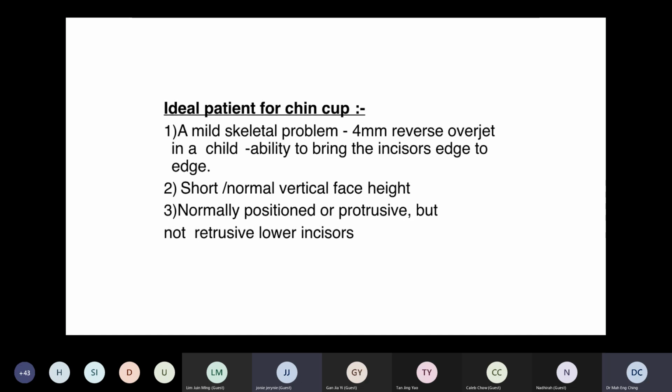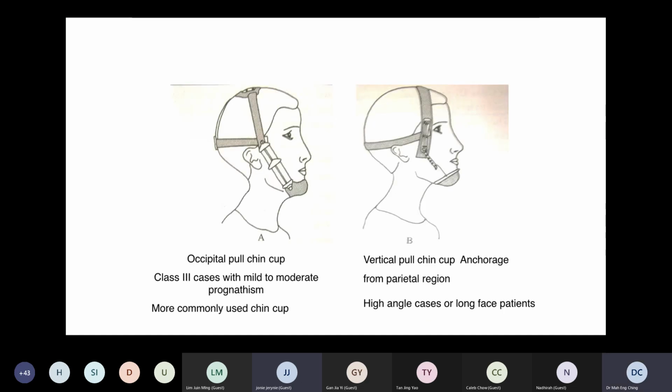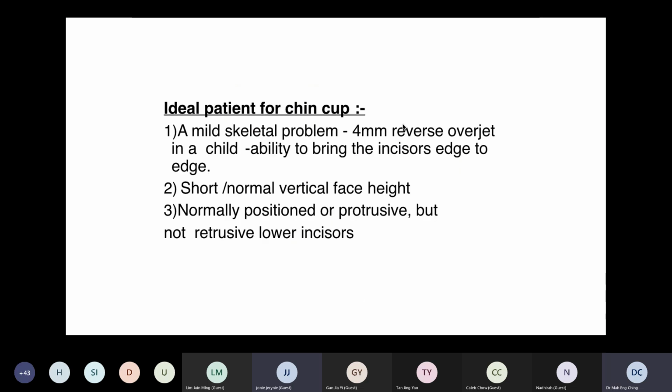Short and normal vertical face height, we'll talk about this. You can do the occipital pull or parietal pull, and these create different forces. Short or normal vertical height is usually better. The lower incisor should be in a normal position or protrusive, but not retrusive. This is because if the lower incisors are already retroclined, that is usually considered compensated, which means the patient has a more severe skeletal pattern. This kind of patient may not be suitable for the chin cup.